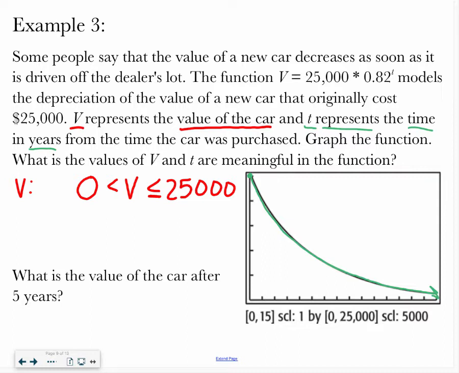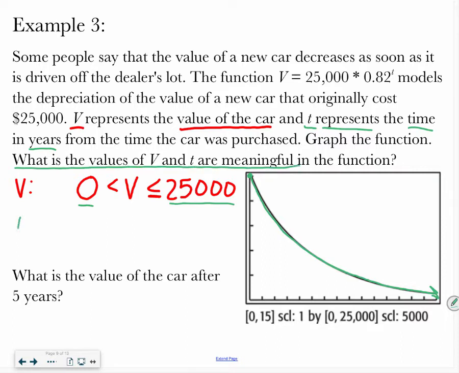The value has to be something more than 0 because otherwise you're paying for your car. We're not talking like car payments, okay? We're saying that your car is so bad you have to keep paying just to drive it, which is not what we're talking about. Okay? So the value of your car is somewhere between 0 and $25,000. So that's what it's asking for in this last question.